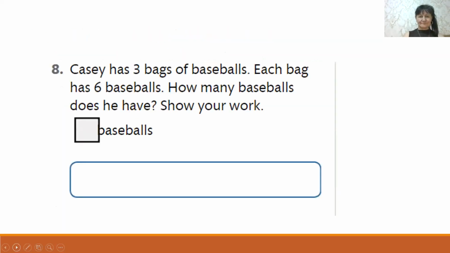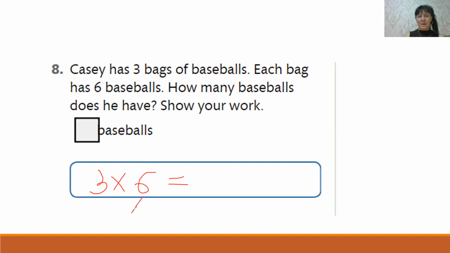Number 8. Casey has 3 bags of baseballs. Each bag has 6 baseballs. So this is easy peasy. You're writing the equation 3 times 6. And here, if you have numbers 3 and 6, I want you to show me that you can break apart. We were learning how to break apart 3 into 2 and 1. And we were learning how to break apart 6 into 5 and 1. So choose any that you want, okay?